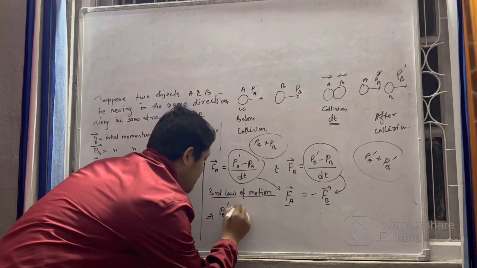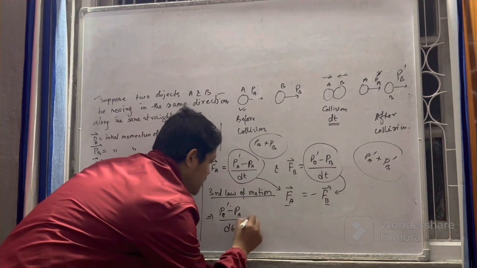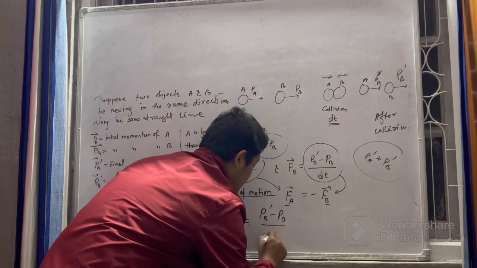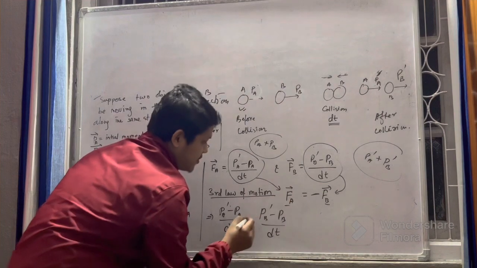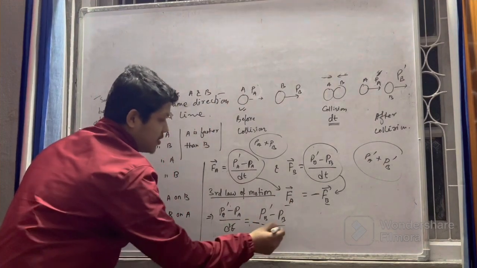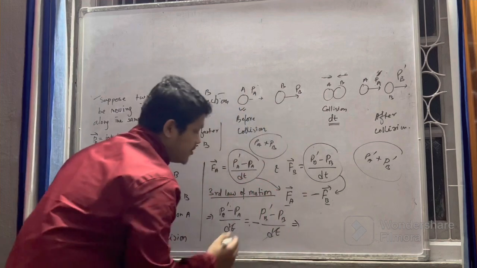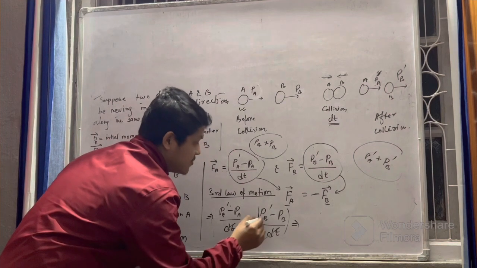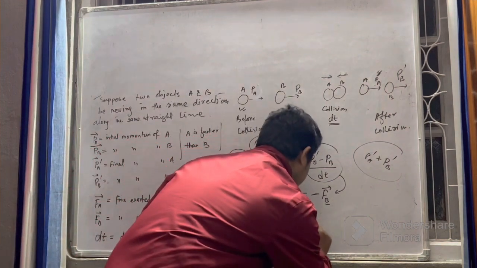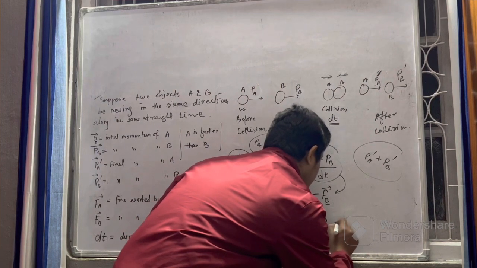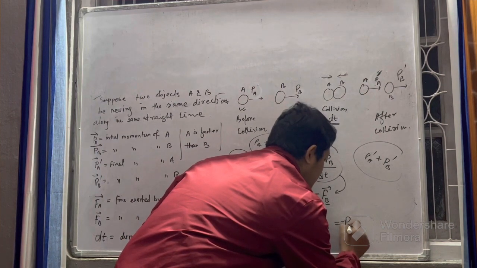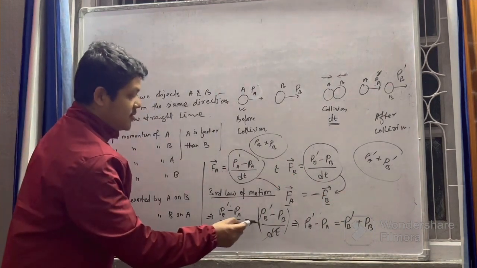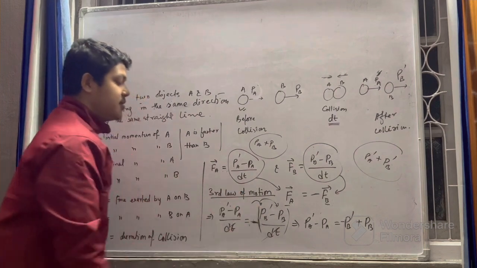Pa dash minus Pa by dt is equal to Pb dash minus Pb by dt, and here we have a minus sign, so let us put a minus here. So dt is gone, and if you multiply this minus with the terms inside the brackets, then you will get Pa dash minus Pa is equal to minus Pb dash plus Pb, right? This minus is multiplied here and here also, right?